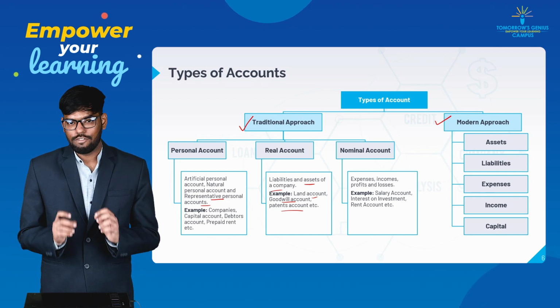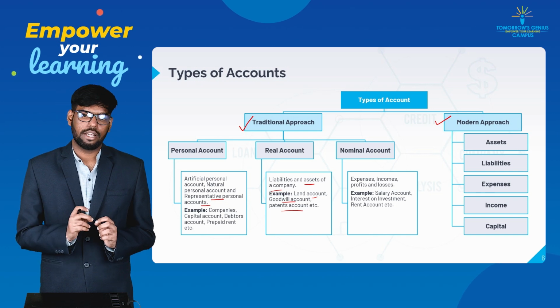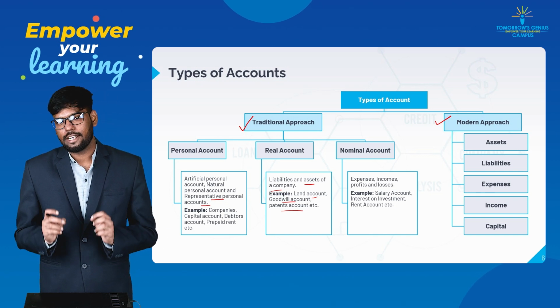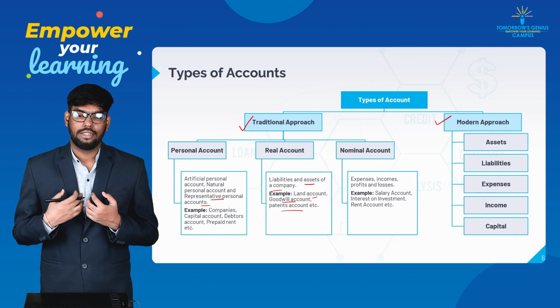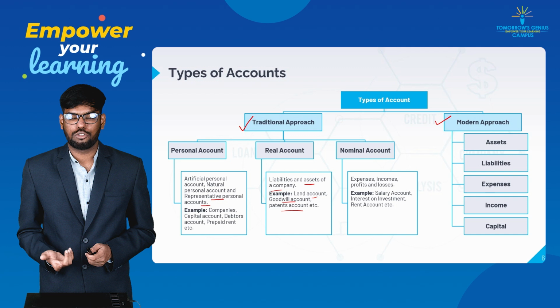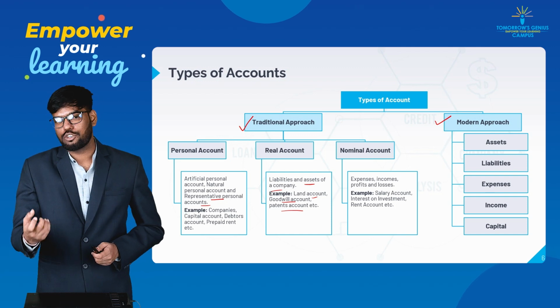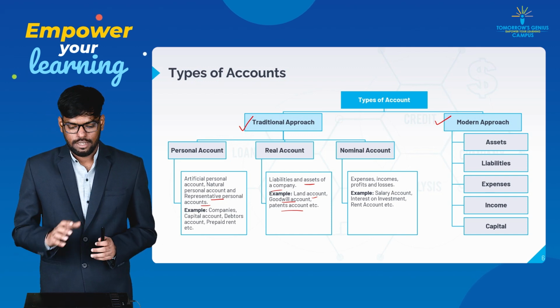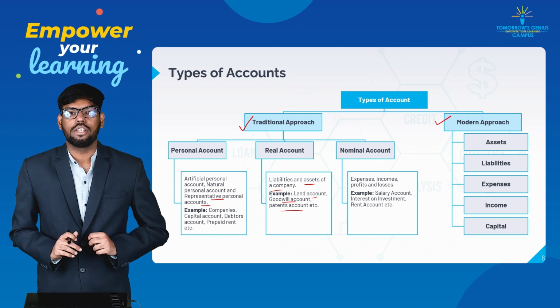Then copyrights. I have written something, some storybook, and that storybook belongs to me. That storybook is from my intellect, my thinking. I have developed a story. So the right to that storybook belongs to me and that will fall under the category of real account.